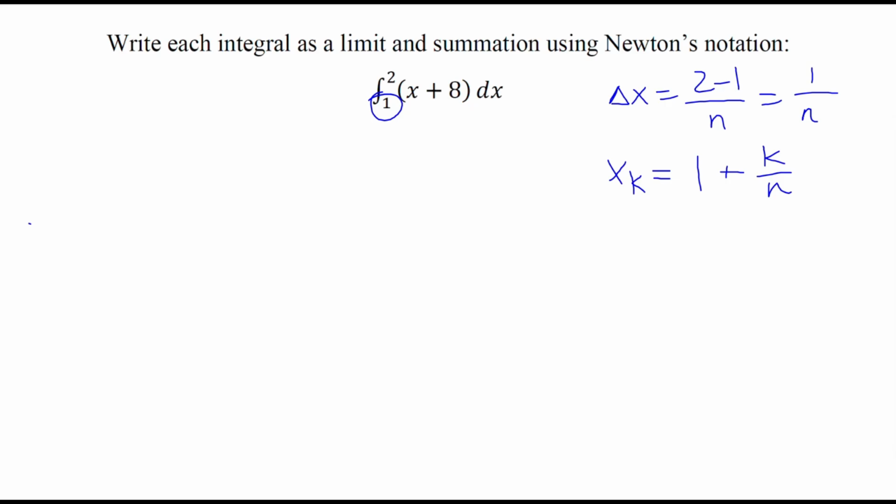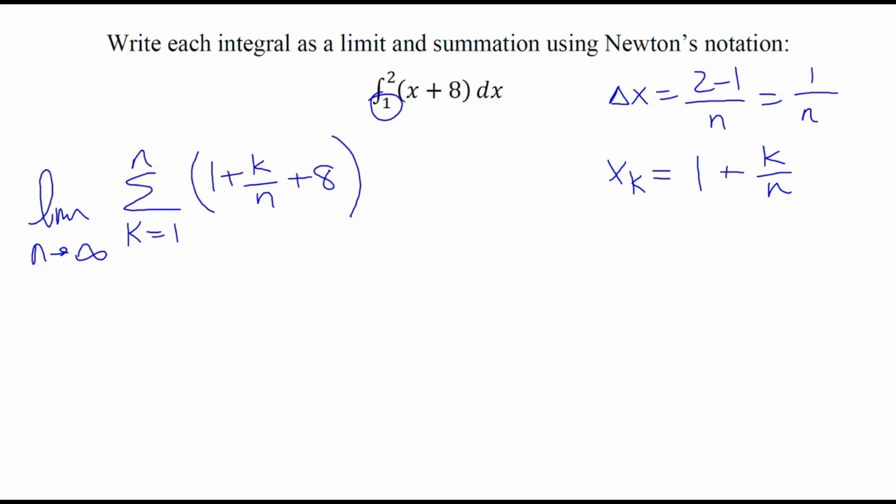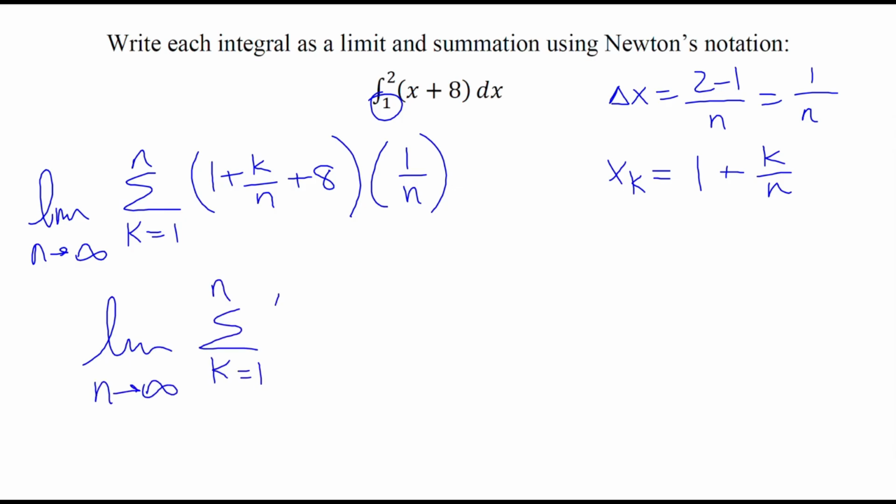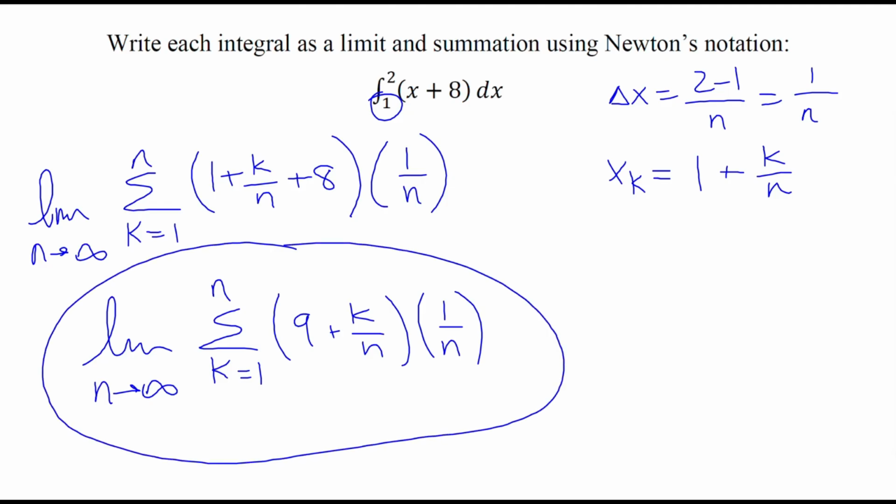So we'll write this out as a limit as n approaches infinity of the sum from k equals 1 to n of f of x sub k, which will be 1 plus k over n, plus 8, all times our delta x, which is 1 over n. And it would probably be nice if we rewrote this out as a limit as n approaches infinity of the sum from k equals 1 to n of (9 plus k over n) times 1 over n. That will be our final answer there.